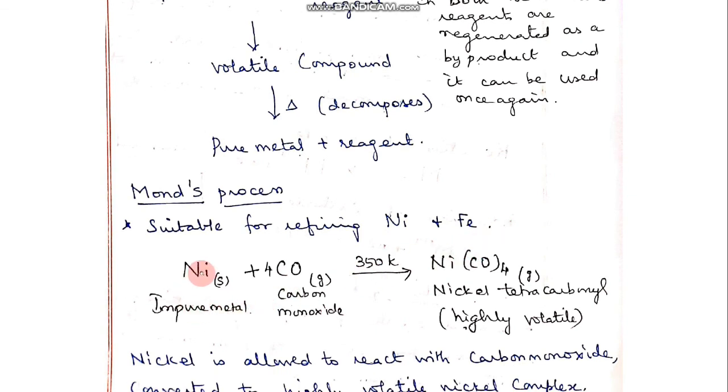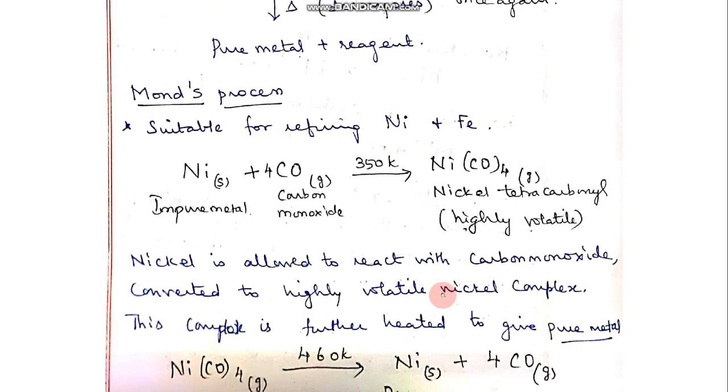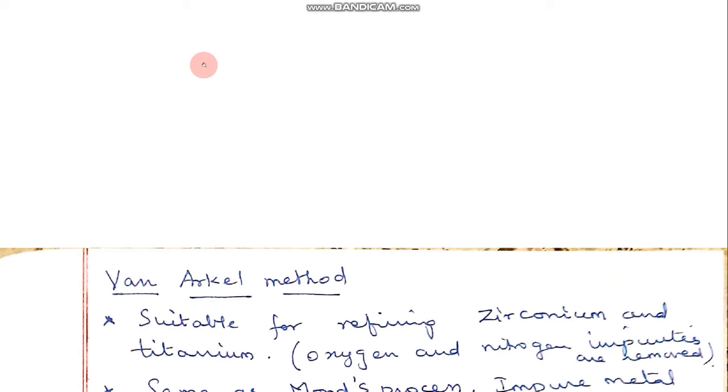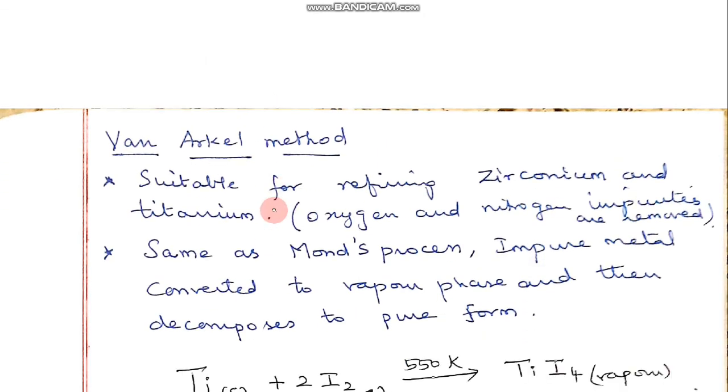Let me take the impure metal nickel, and it is allowed to react with carbon monoxide so that nickel tetracarbonyl is obtained, and this is a highly volatile one which can be decomposed at a little higher temperature, 460 Kelvin, so that you get pure nickel. So the impure metal is first converted to the volatile compound, nickel tetracarbonyl, and then it decomposes to form the pure metal. This is one example of the vapor phase method called the Mond process. And the next one is called van Arkel's method.